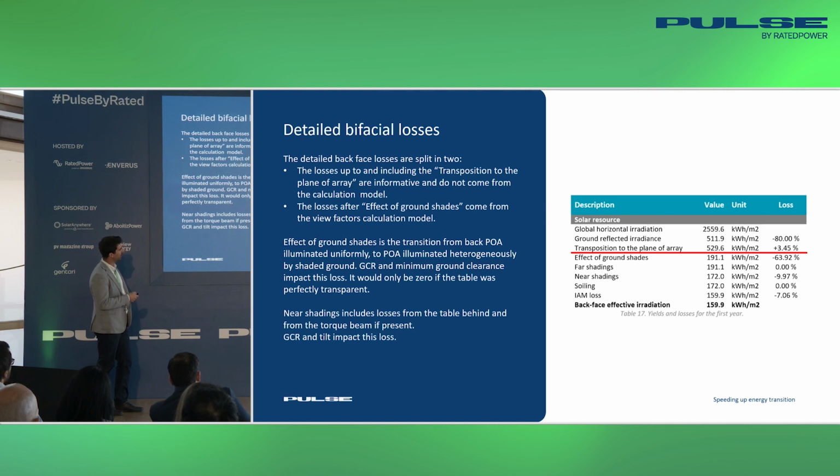We also have far shadings. This is mostly just the beam irradiance getting blocked. We have near shadings. This is torque beam and the structure behind it. Tilt has an impact on this one. Pitch has an impact, of course, and also the shape of the torque beam and the kind of tracker. So 2P trackers will have a lower near shading value than 1P trackers at the same GCR. And then we have soiling and incidence angle modifier.